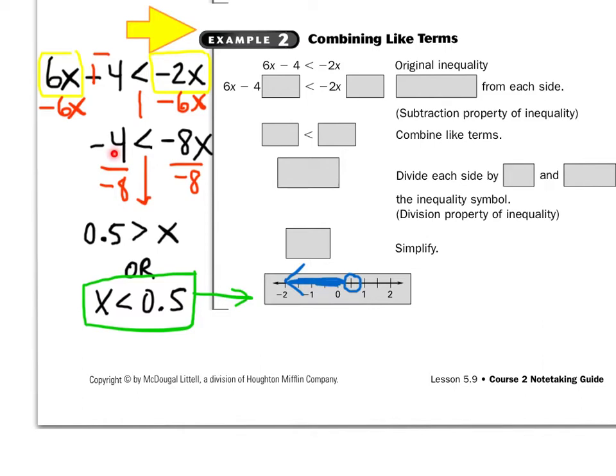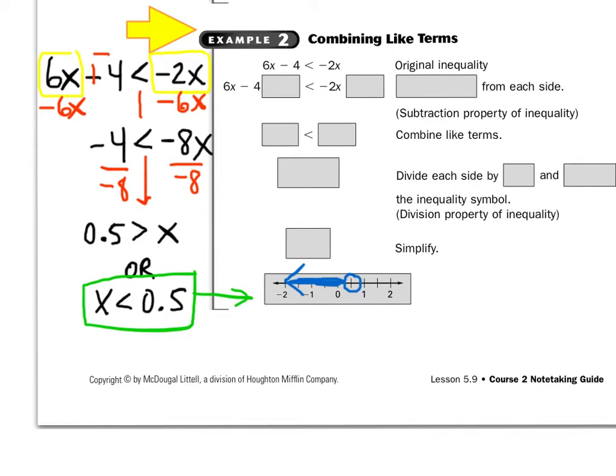I brought down the negative 4, I brought down the symbol, and then negative 2x plus negative 6x makes negative 8x. That's what they mean by combining like terms, okay? And now we still need to solve for x. That means we have to destroy that negative 8. So we're going to divide both sides by negative 8. When we multiply or divide by a negative, remember this symbol is going to switch.